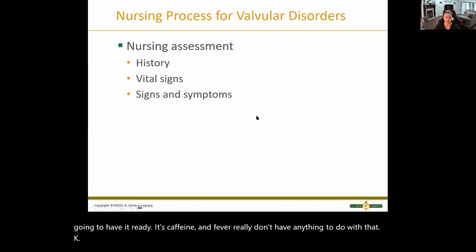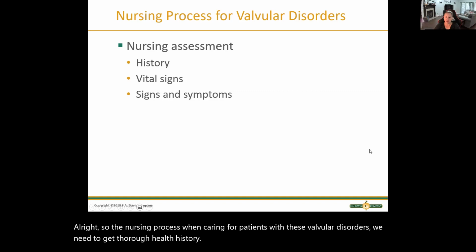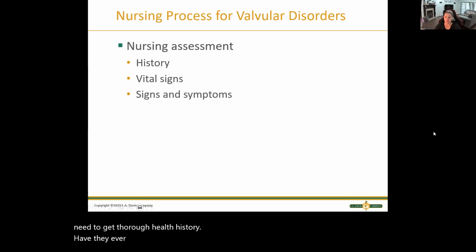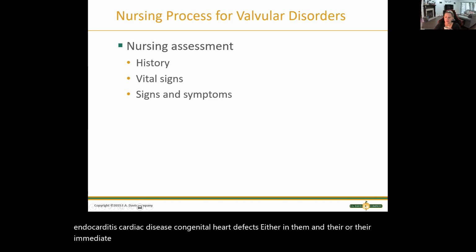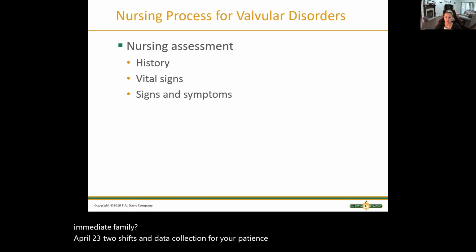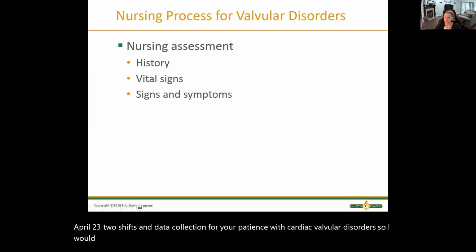Okay. All right. So the nursing process when we're caring for patients with these valvular disorders, we need to get a thorough health history. Have they ever had untreated strep infections? Do they know of a history of rheumatic fever, endocarditis, cardiac disease, congenital heart defects, either in them and/or their immediate family? Table 23.2 shows some data collection for your patients with cardiac valvular disorders. So I would just familiarize yourself with that.